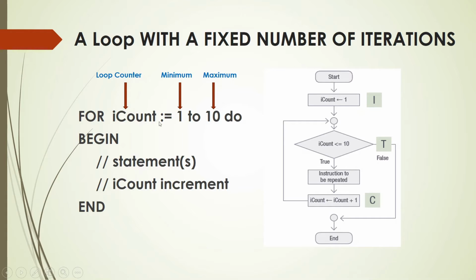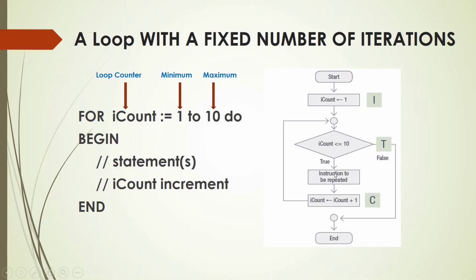So iCount starts off at 1. I initialize. My variable iCount is initialized to the value 1. Coming to the condition, I now test my condition. Is iCount less than or equal to 10, which is my maximum value. So my condition to be tested is iCount less than or equal to 10. Test. The value of the variable is tested to a condition.